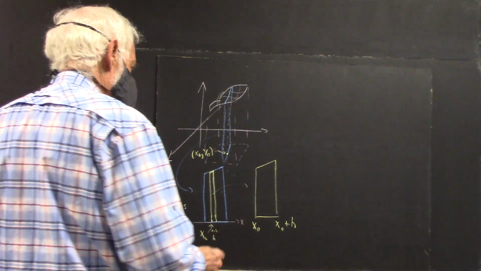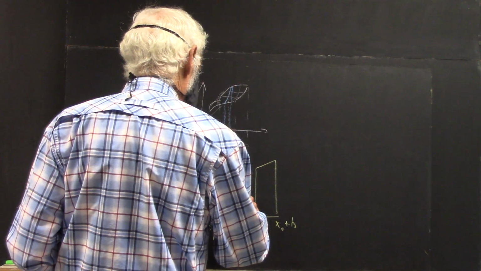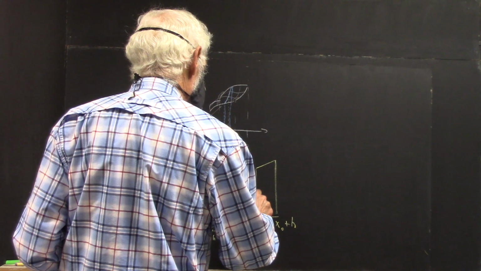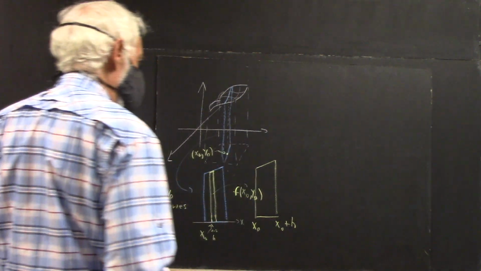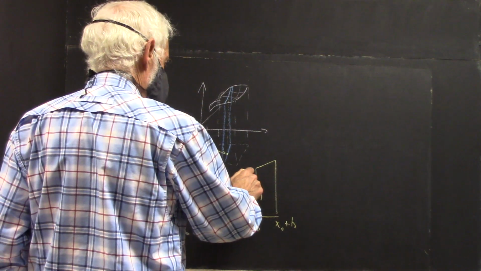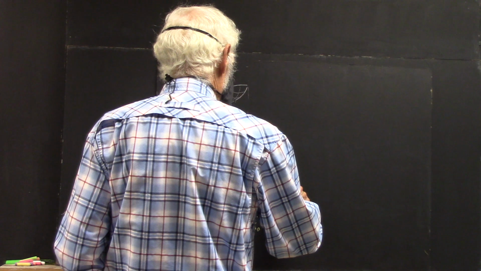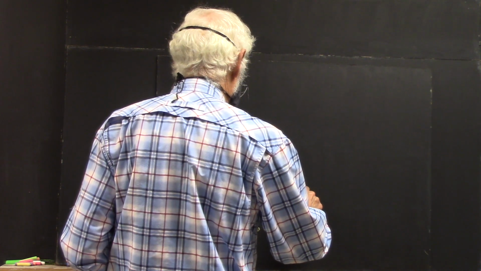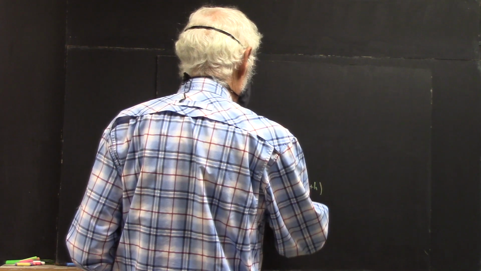And what do we have? We have this side is f of x naught, y naught. This side is f of x naught plus h, y naught.